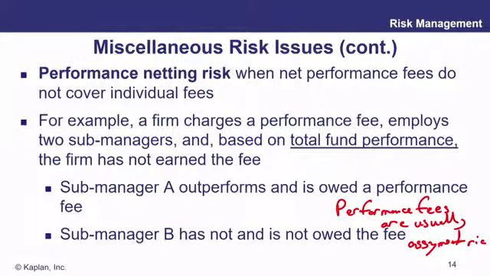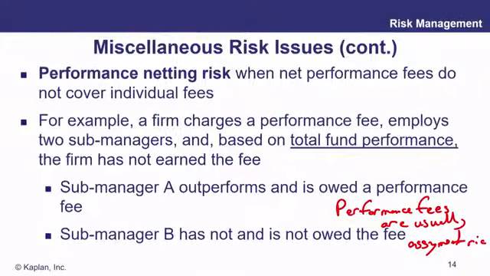Everything will be fine. But check the fine print. The firm receives an incentive fee based on total performance. But the way it was written in this case, they pay a fee to each sub-manager separately. So A outperforms. We've got to pay money to A. B doesn't outperform. We don't have to pay to them. Now, when we aggregate the 2 together, our total performance, we didn't outperform, so we don't earn anything, but we owe something to A. That was a problem. Somebody should have thought about this before they set all these arrangements up.